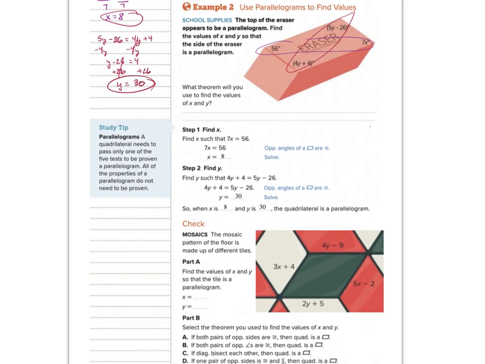Looking here more, let me drop this study tip here real quick. A quadrilateral needs to pass only one of the 5 tests to be proven a parallelogram. All of the properties of the parallelogram do not need to be proven. If you've proven one, you can keep going because that's all you needed to do to keep working.